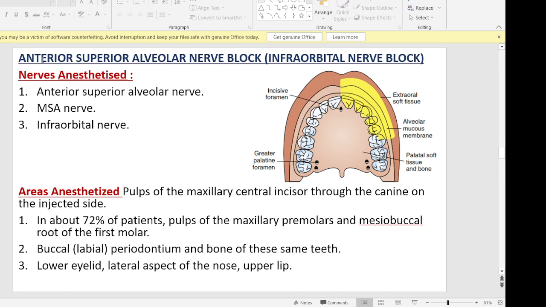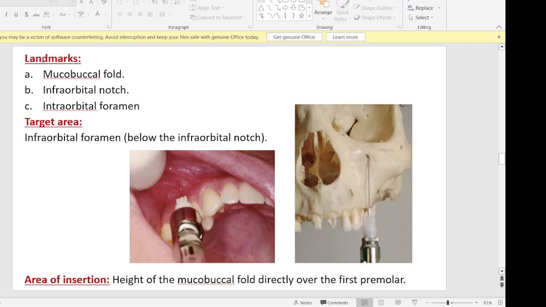Then anterior superior alveolar nerve block, also known as infraorbital nerve block. The nerves anesthetized in this block are the anterior superior alveolar nerve, middle superior alveolar nerve, and infraorbital nerve. Areas anesthetized are pulps of the maxillary central incisor through the canine on the injected side, and in about 72% of patients, pulps of the maxillary premolars and mesiobuccal root of the first molar, and buccal periodontium and bone of these same teeth, and the lower eyelid, lateral aspect of the nose, and upper lip region.